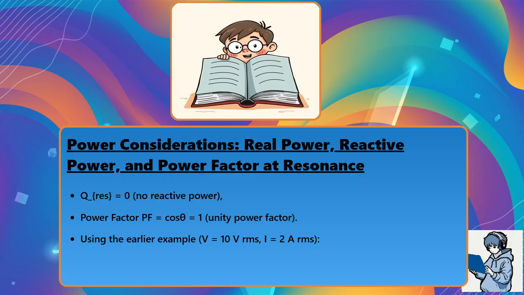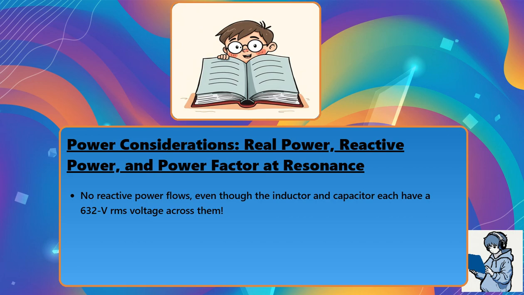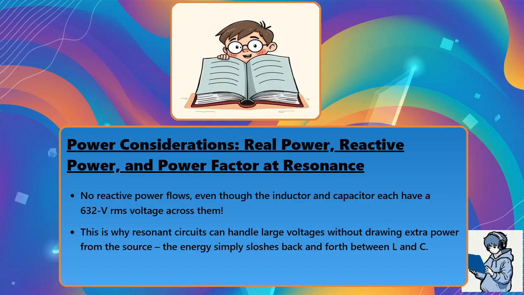Using the earlier example, V equals 10 volts RMS, I equals 2 amps RMS. P equals 10 times 2 equals 20 watts. No reactive power flows, even though the inductor and capacitor each have 632 volts RMS across them. This is why resonant circuits can handle large voltages without drawing extra power from the source. The energy simply sloshes back and forth between L and C.